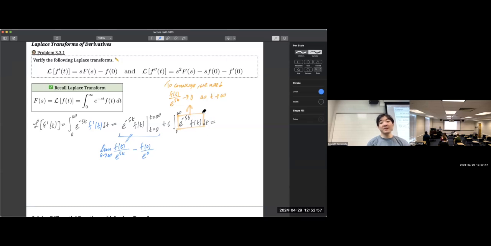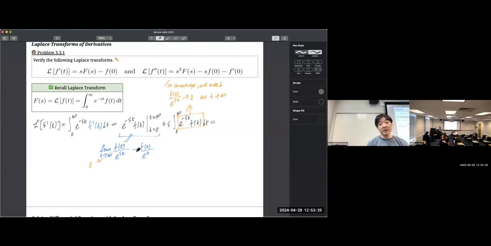But in order for this orange thing to converge, we said that f of t over e to the st has to go to 0 as t goes to infinity. So we know from that that this also better go to 0. In order for this integral to exist, we need to have this be true, which means that this better go to 0. So then at the end, we are left with this going to 0.